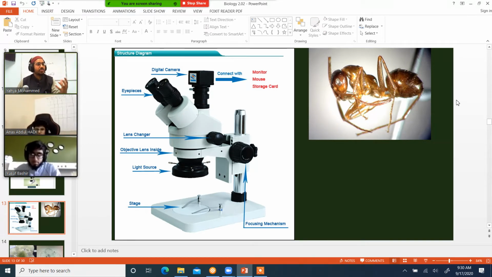In one, the regular one with the slides, you're passing the light through from the bottom. In this one, you're shining the light on the top of the ant and then looking at it, right? You understand the difference, right? So this right here is a dissecting microscope. That's what they call it, because you're dissecting something, right? It's not for slides usually.